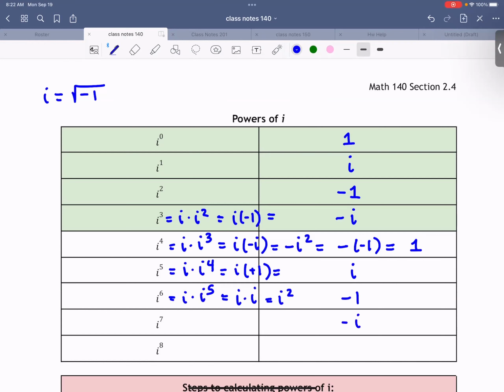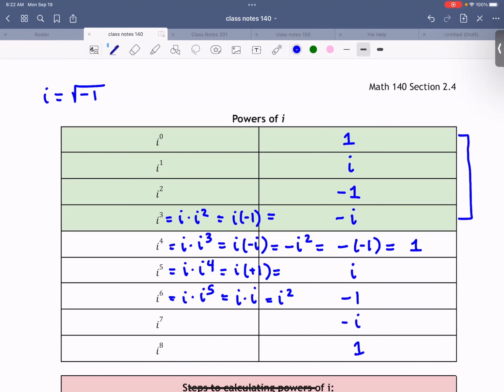Because I think you're noticing a pattern. What do we think I to the eighth power is going to be? 1, right? Okay, so I think we're seeing what's happening here. We're having a repeating pattern of 4: I, negative 1, negative I, and then it just goes back to positive 1 again, and we're going through this 4 cycle. So every fourth time, we have a repeat.